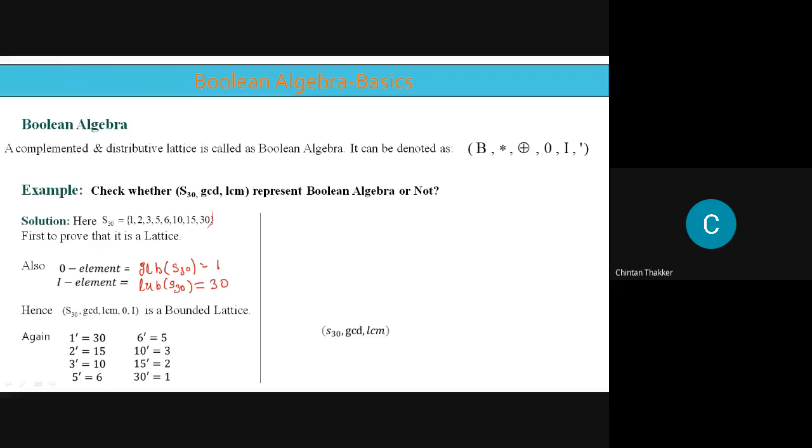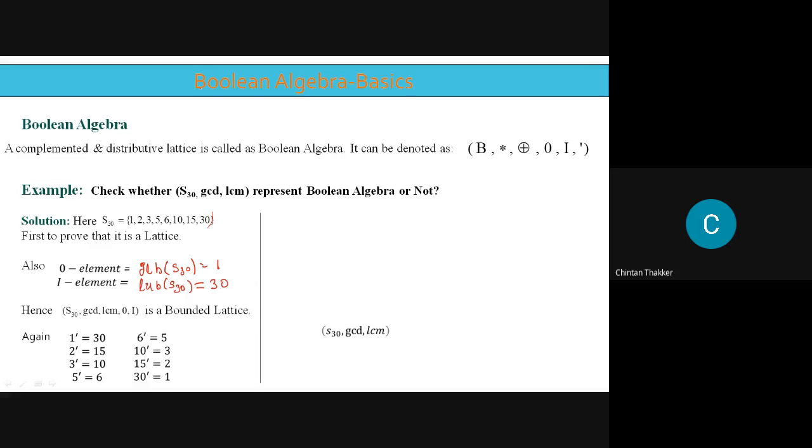Then GCD of 2 and 15 is 1, LCM of 2 and 15 is 30. So 2 dash is 15, 15 dash is 2. Then GCD of 3 and 10 is 1, LCM of 3 and 10 is 30. So that means 3 dash is 10 and 10 dash is 3. Similarly, GCD of 5 and 6 is 1, LCM of 5 and 6 is 30. So 5 dash is 6 and 6 dash is 5.